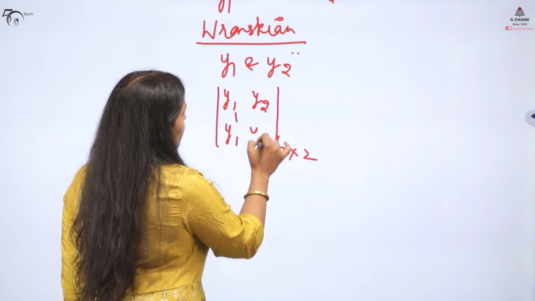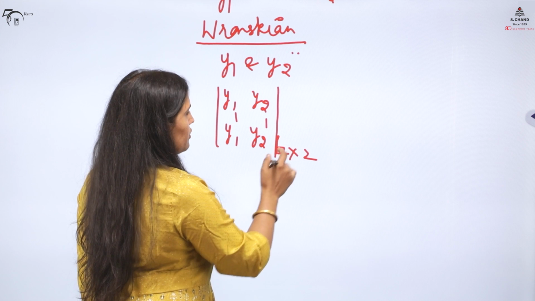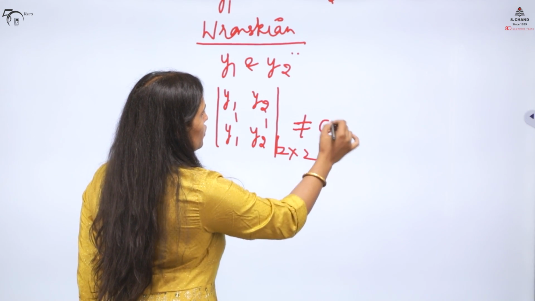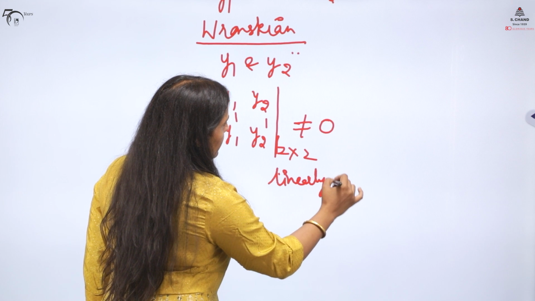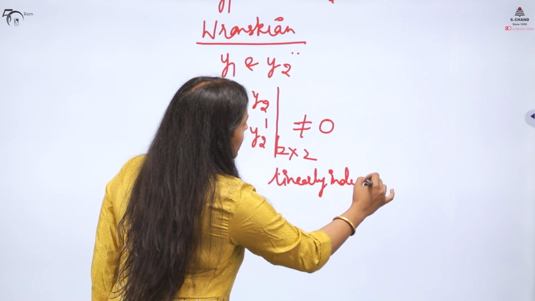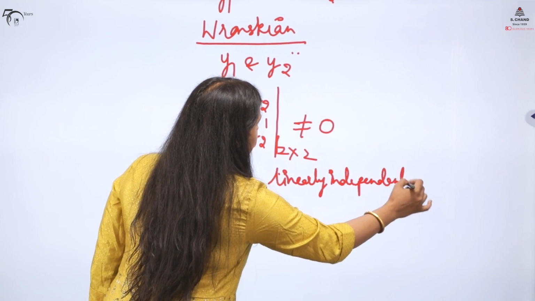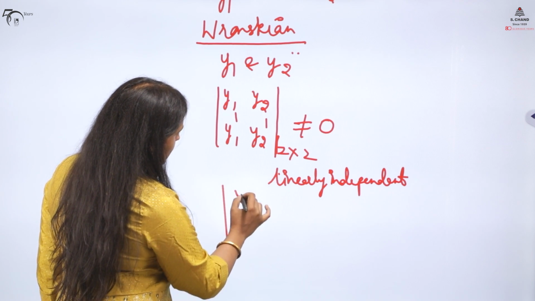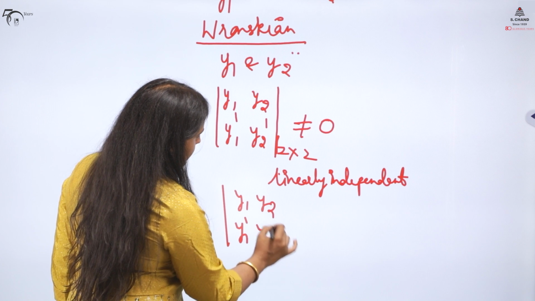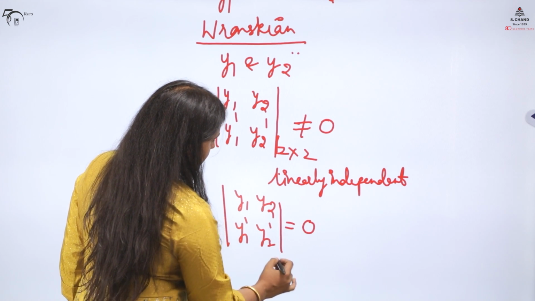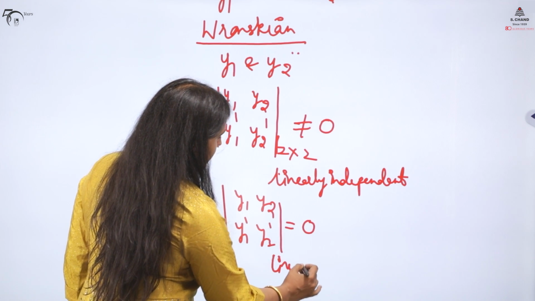y1 and y2. Then in the second row you will write the derivatives with respect to x. If it is non-zero, the solutions will be linearly independent. So this is important: if non-zero then linearly independent, and if the Wronskian is 0, in that case the solutions will be linearly dependent.